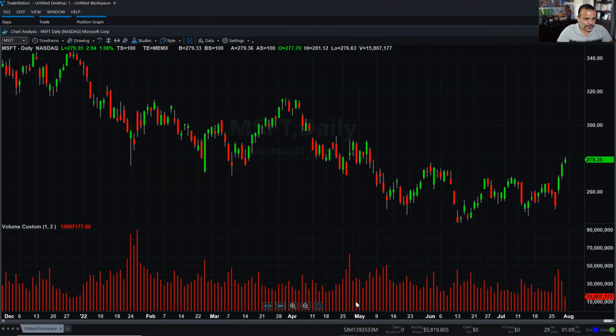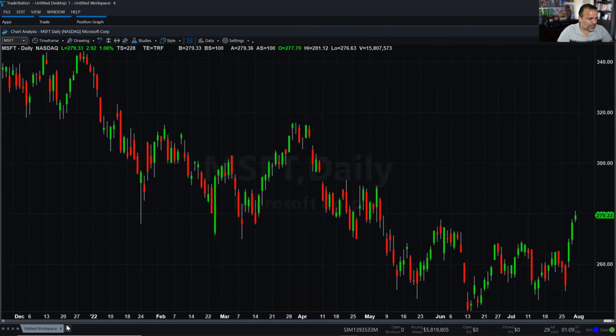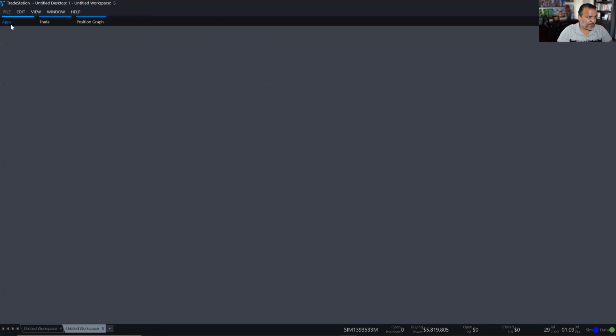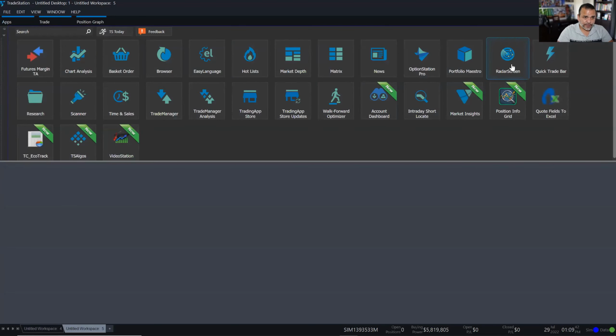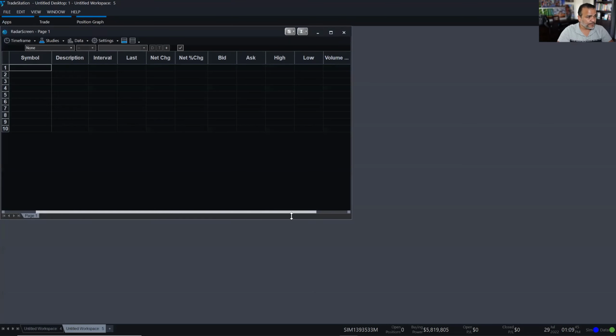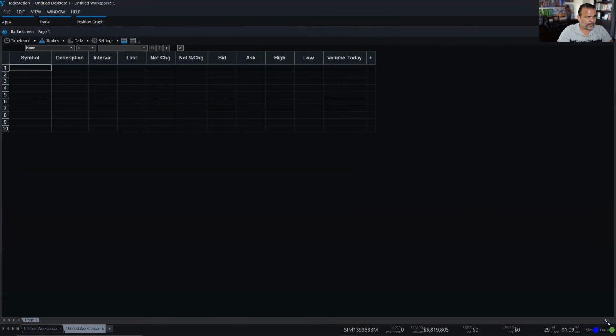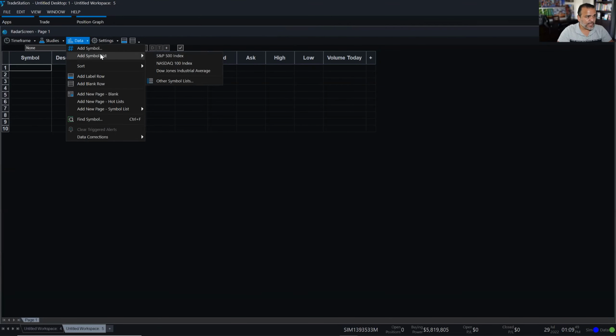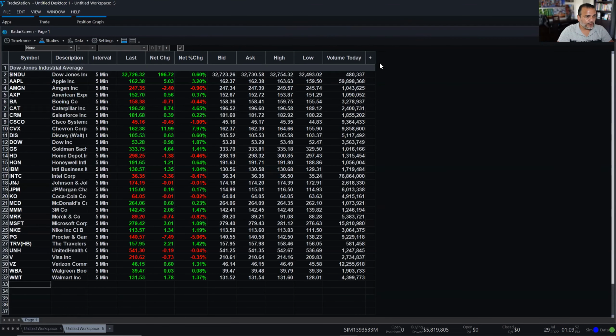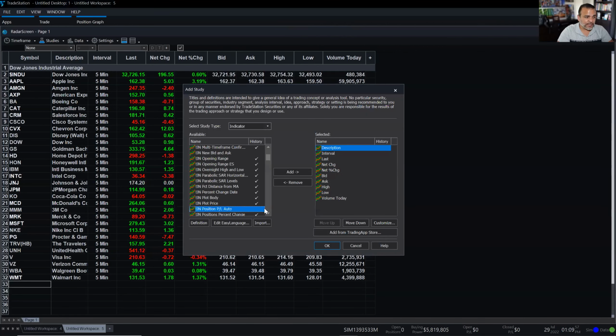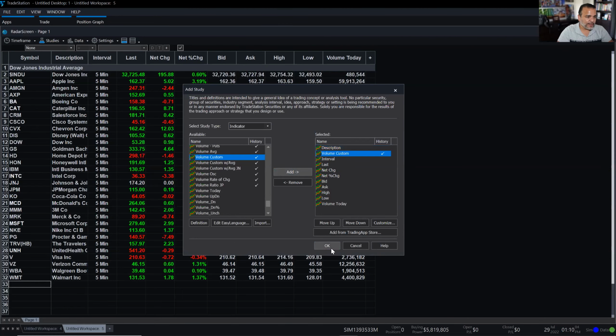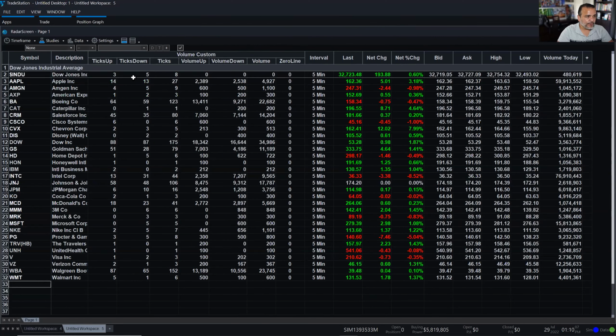This study though, looks a little bit different in Radar Screen. I think we've talked about this. In fact, that's the one that I've modified in the past. But if you go to a Radar Screen, and I add a list of symbols here, let's add the Dow Jones, and I add that volume custom study that we looked at. So volume custom, let's add it. So this will give you data on a 5-minute time frame.